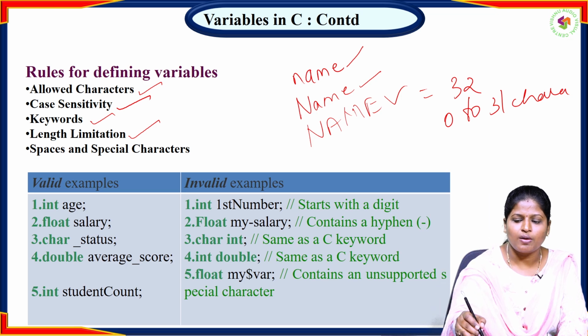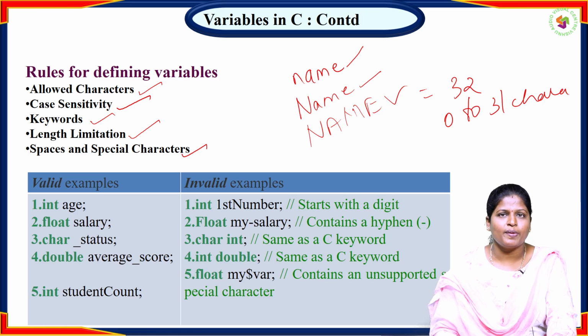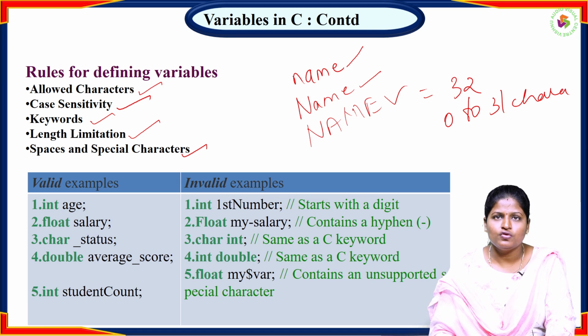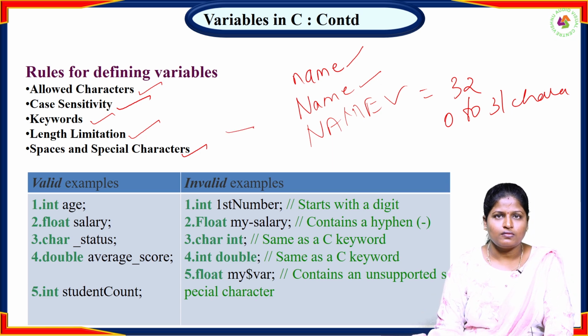Next comes spaces and special characters. Here the variable name should not contain spaces and it should not contain special characters. Special characters means the many other special symbols present on the keyboard like commas, full stops, flower brackets, parentheses, etc. Those all cannot be used. The only special character which can be used for declaring a variable is the underscore.